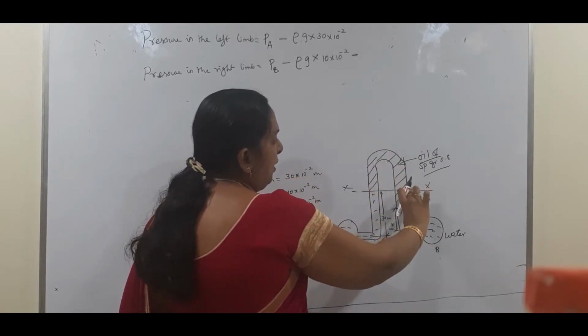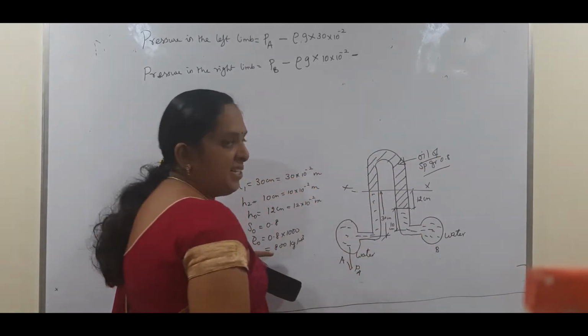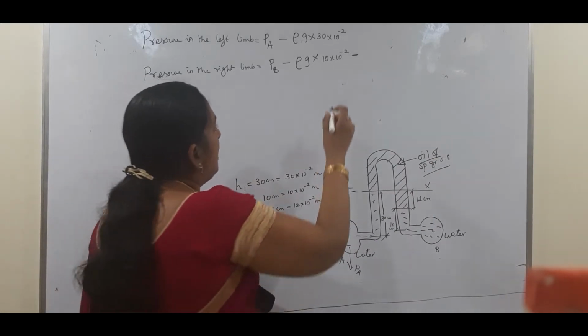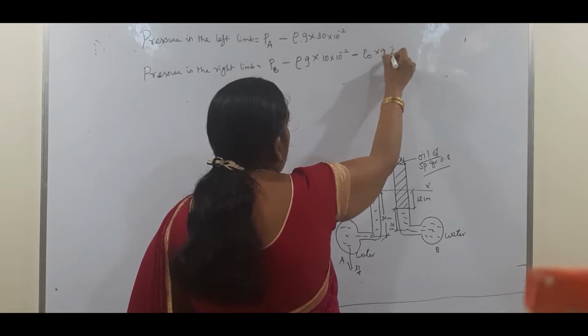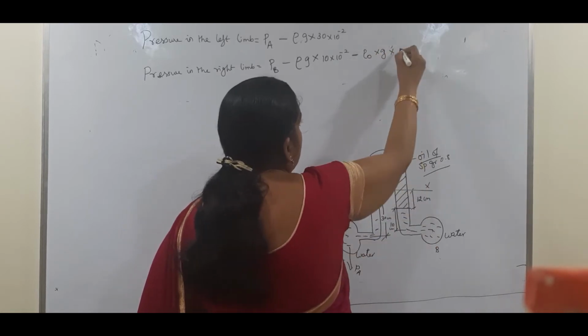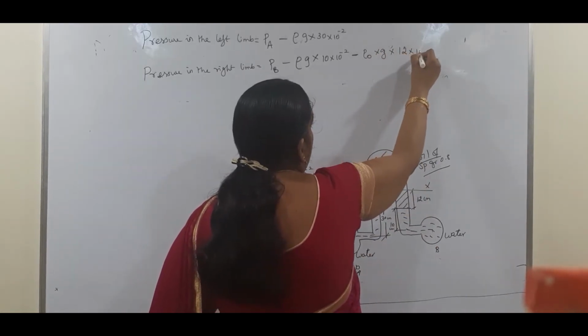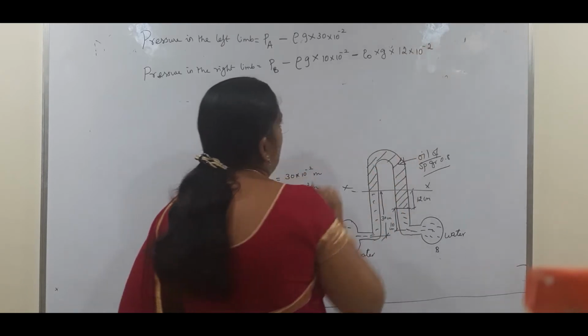mercury, no, it's not mercury, it is oil. So oil specific gravity is how much? 0.8. So what is rho naught? Rho naught into g into h. H is 12 centimeters. I am converting into meters. It is 12 into 10 to the power of minus 2 meters.